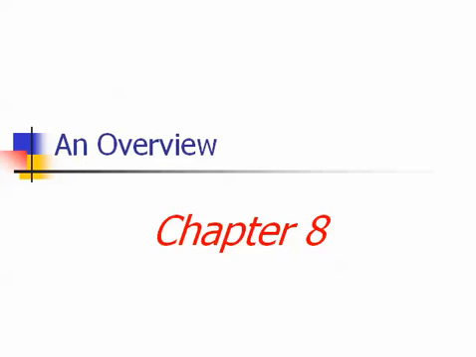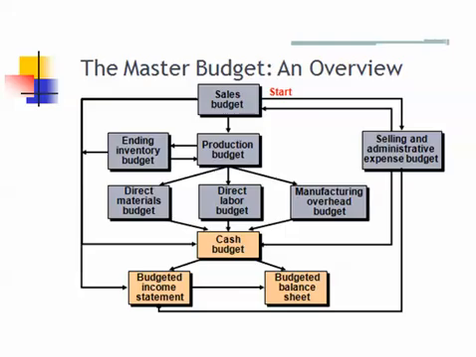Chapter 8 provides an overview of flexible budgets and performance analysis. It builds on our material from Chapter 7 in budgeting. If you recall, in Chapter 7, in our budgeting process, we prepared a master budget, and our master budget started with a projected level of sales.